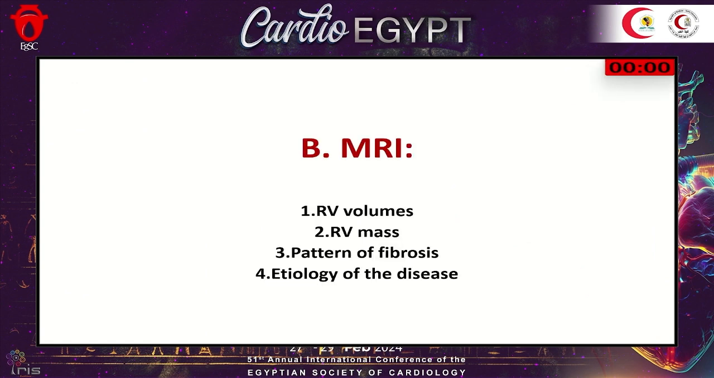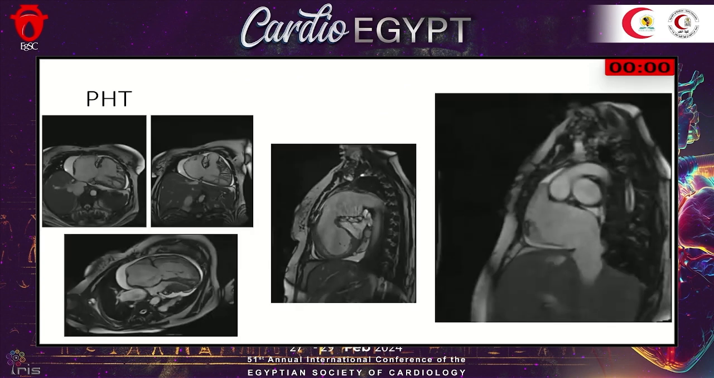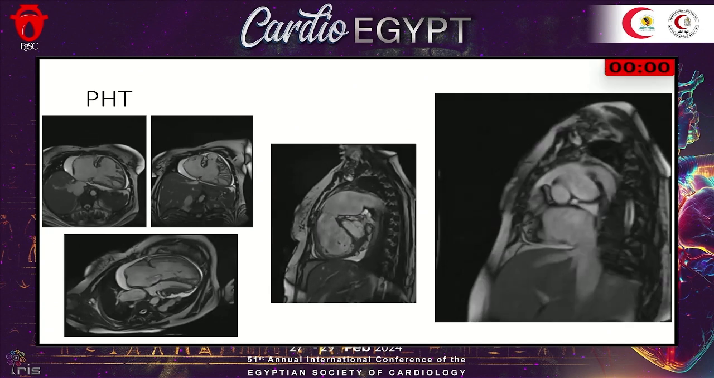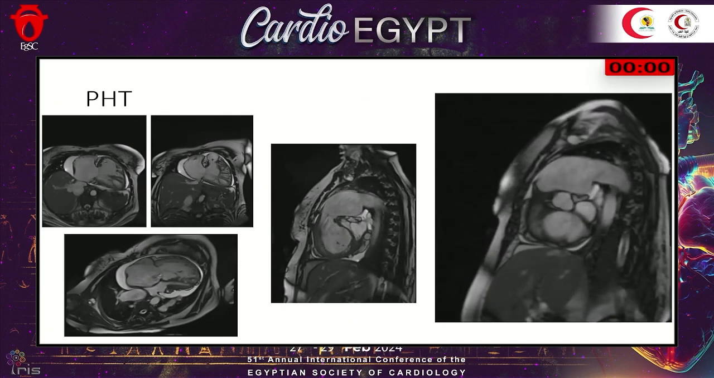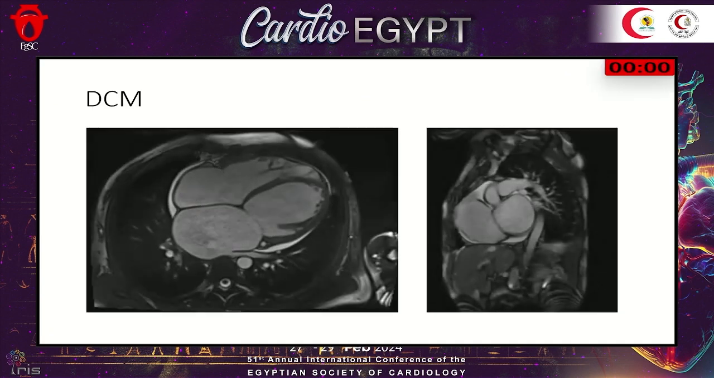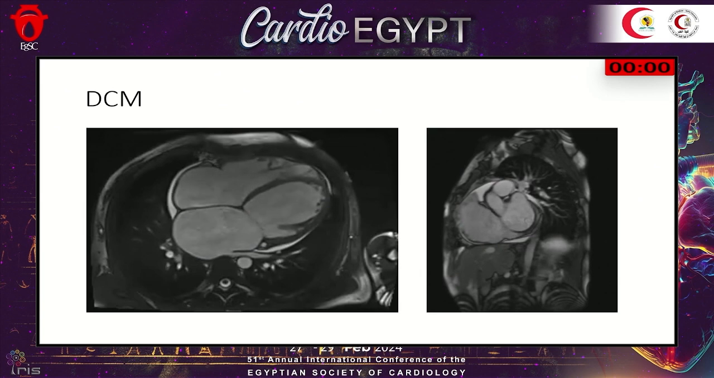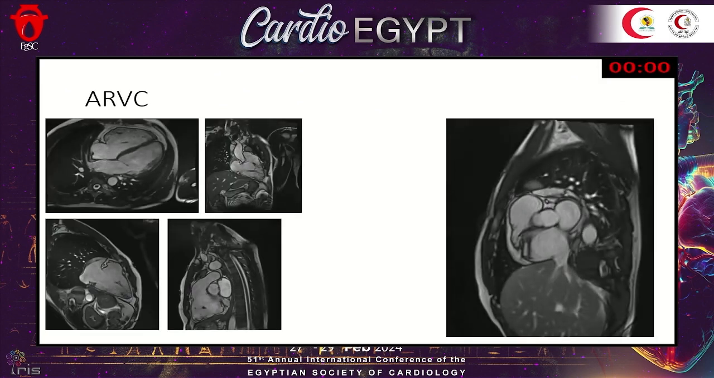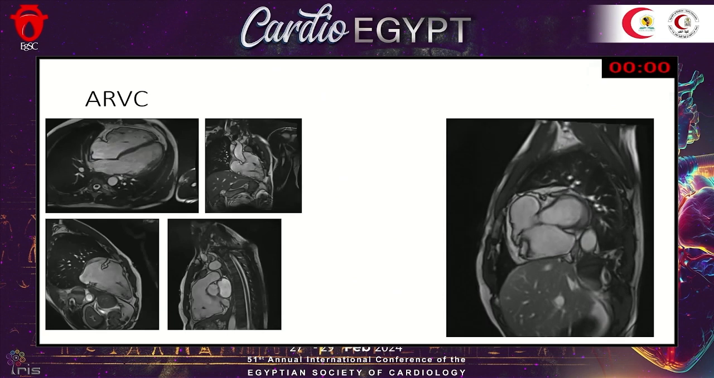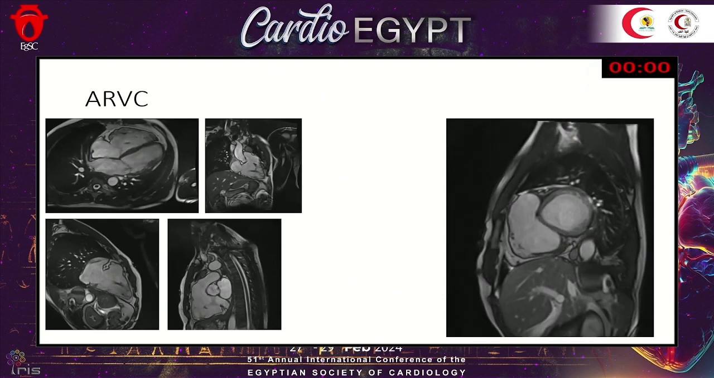MRI is used to assess volumes, pattern of fibrosis, and etiology of the disease, and it differentiates pulmonary hypertension: the idiopathic without LV affection, like here where it's compressing the LV, the pattern of fibrosis, or it's part of the dilated cardiomyopathy disease, like here, or finally, if it's primarily affected, like patients with arrhythmogenic right ventricular dysplasia.